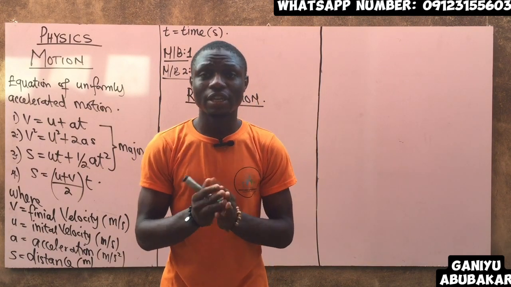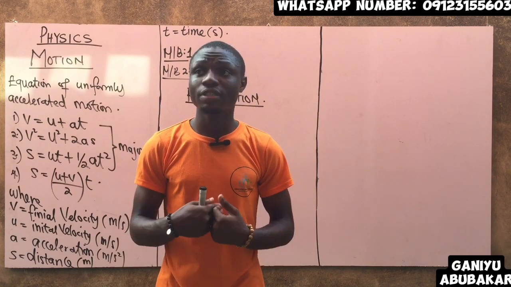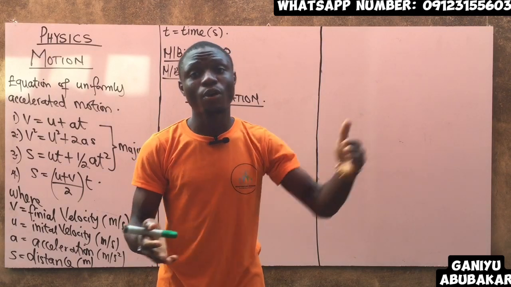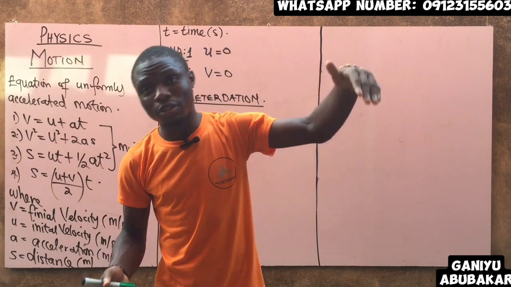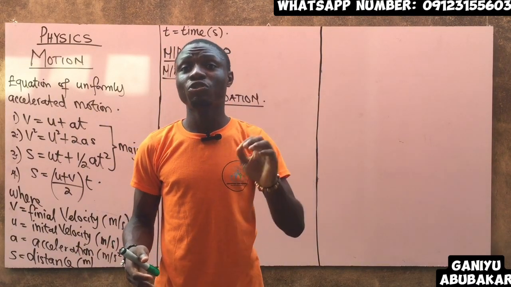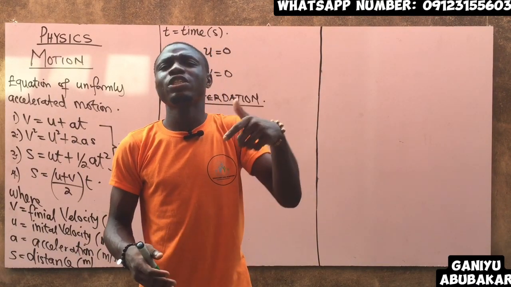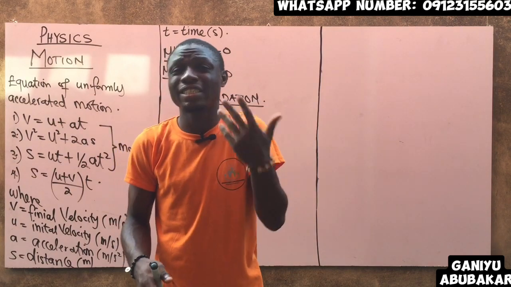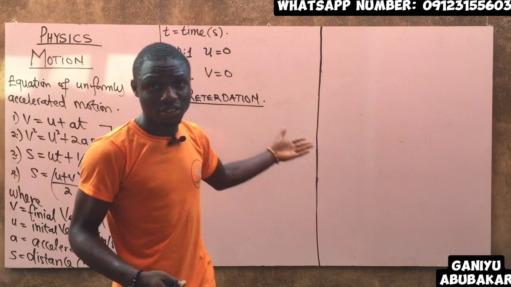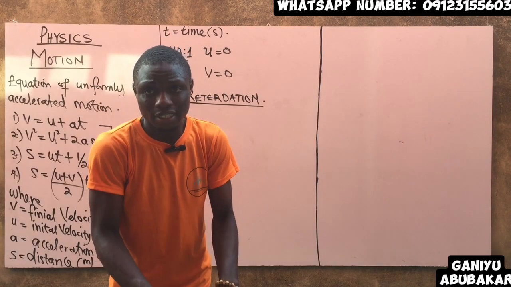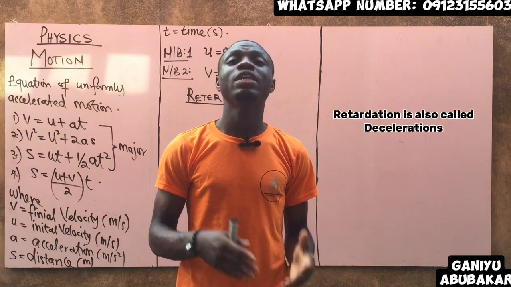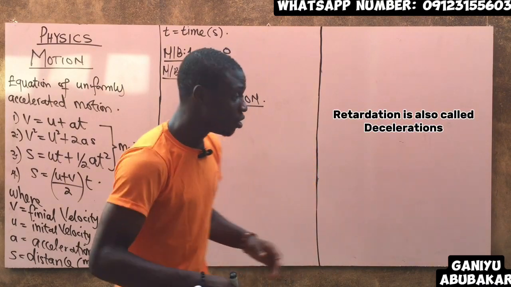Let's say, for instance, a car is moving with a very high speed, and it sees a boy across the path. So the driver tries to press the brake. In the process of pressing the brake, the car comes to rest. That's the idea of retardation. So the car retardates. Also note that retardation is also called deceleration.